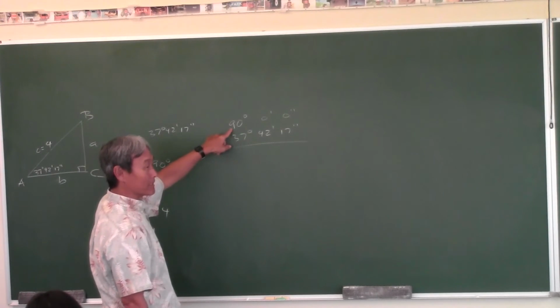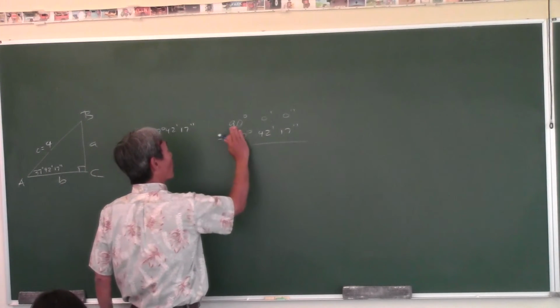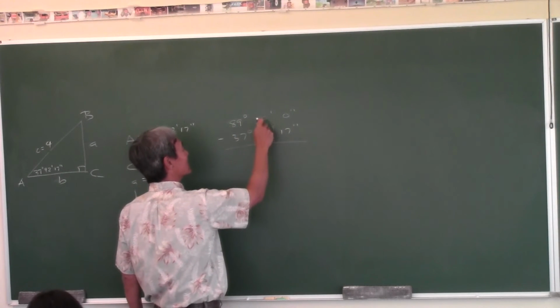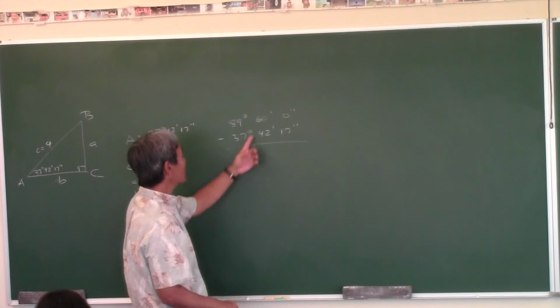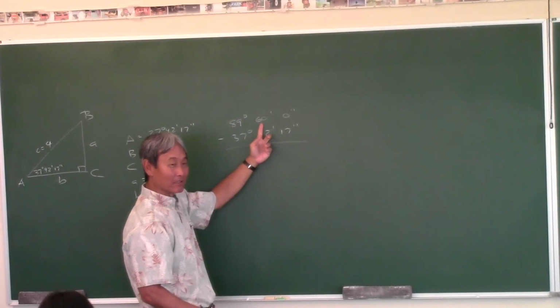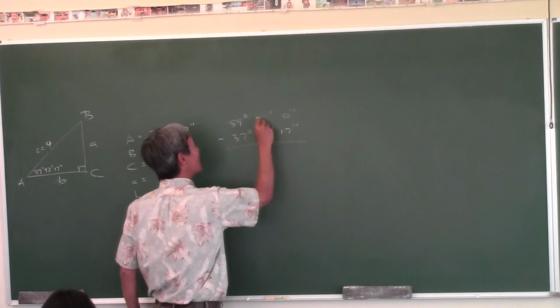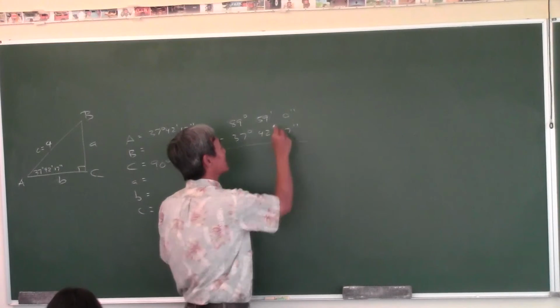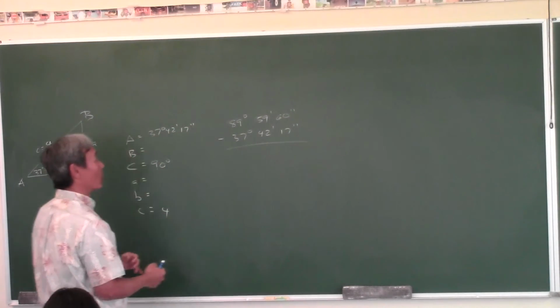You've got to borrow from the degree. So right now it's 90 degrees. If you borrow 1 degree, this becomes 89. 1 degree is how many minutes? 60 minutes. But then also, I've got to borrow for the seconds. So I've got to take 1 minute from here, right? So change this to 59. 1 minute is equal to how many seconds? 60. So you've got to borrow.